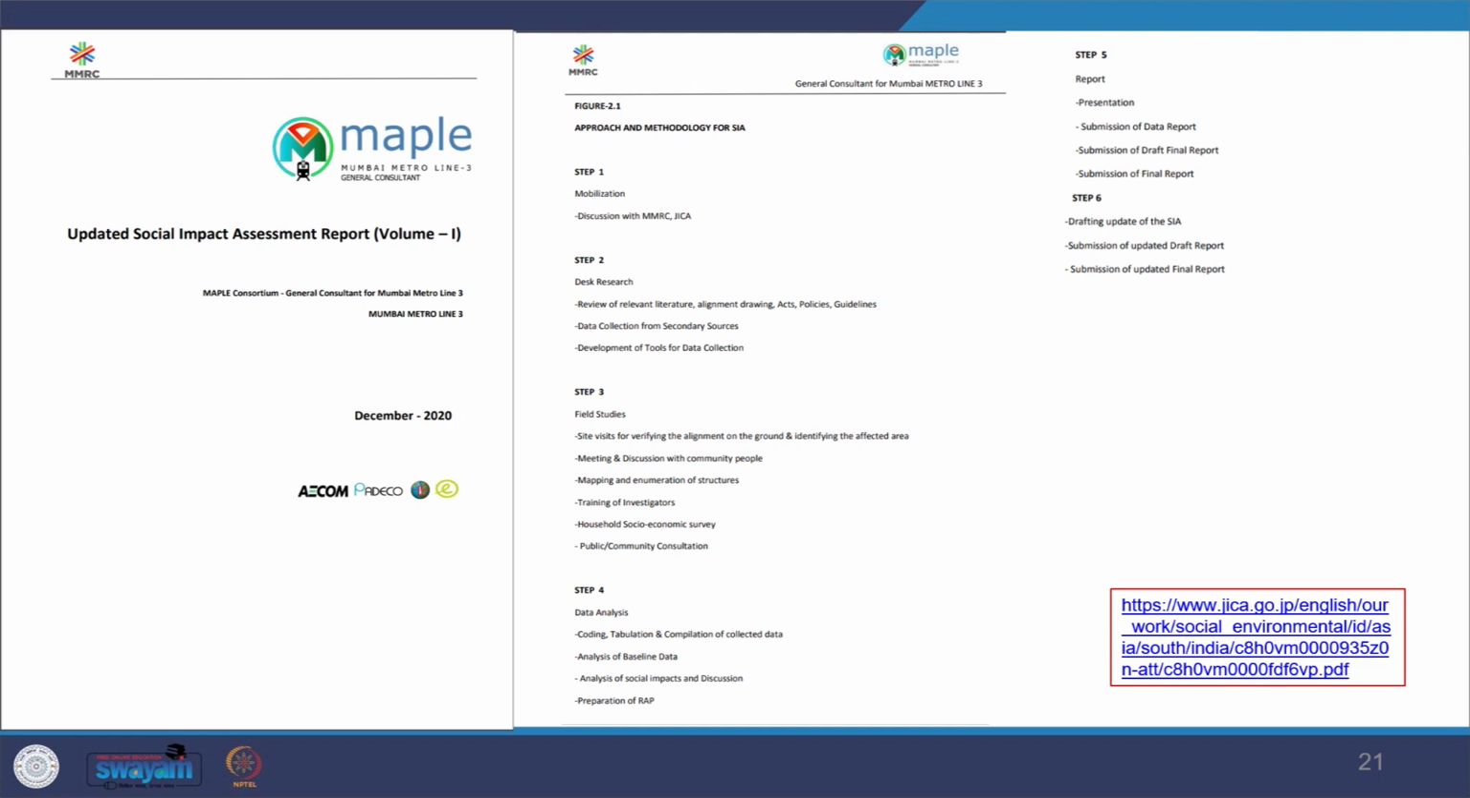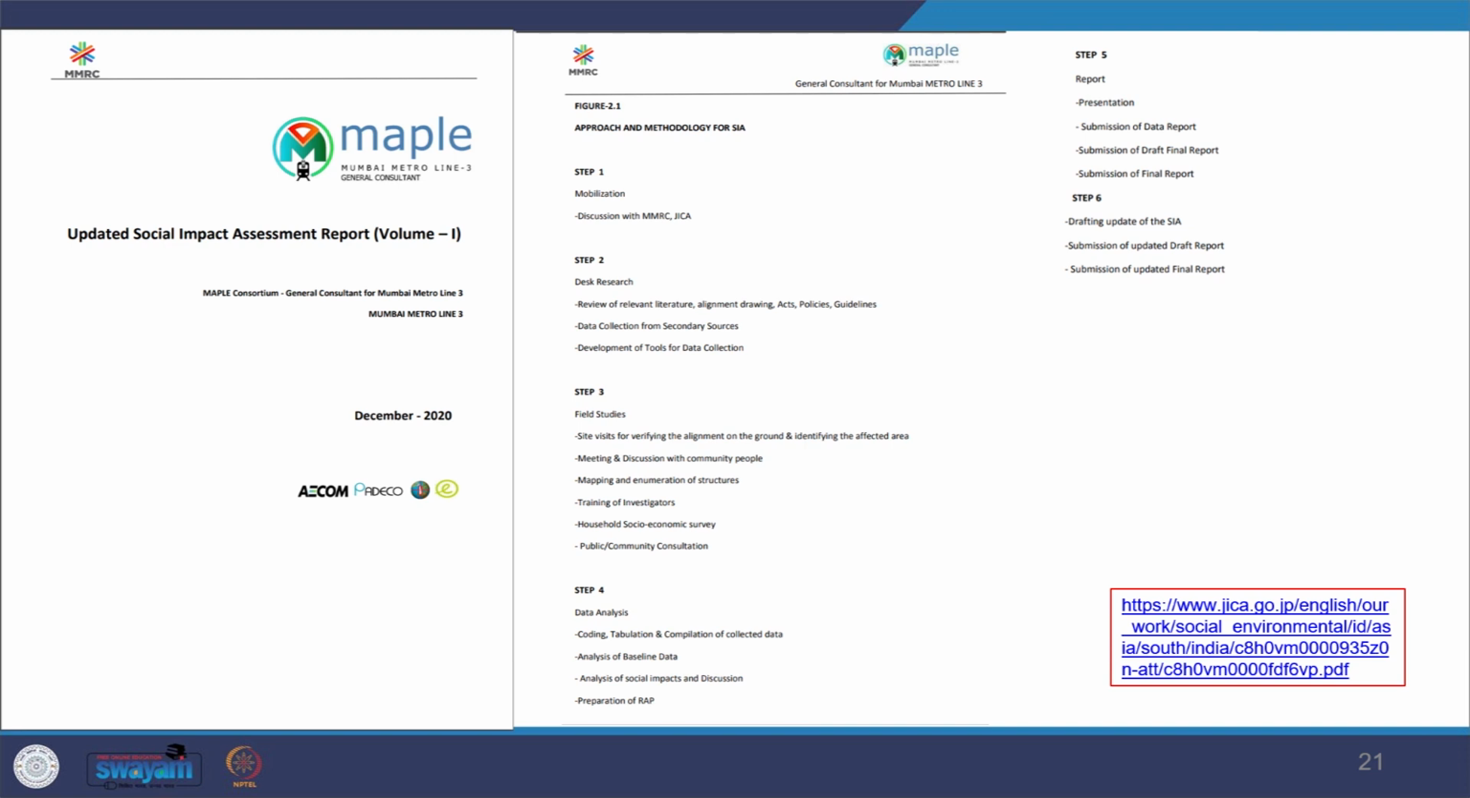Another example I have taken is from Mumbai Metro Line 3. This was done by Maple. There's a social impact assessment report created for JICA, the funding agency. Here you can see how they have undertaken the entire SIA process, and the approach and methodology they adopted. They undertook desk research, then a field study, then data analysis, and then the report was prepared as a draft, and then a review was done.